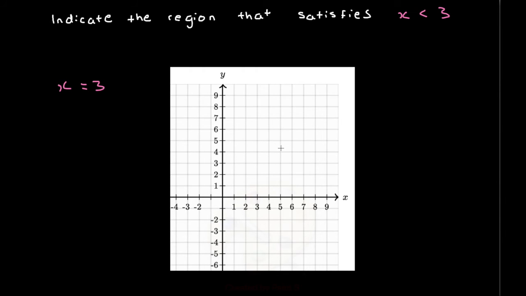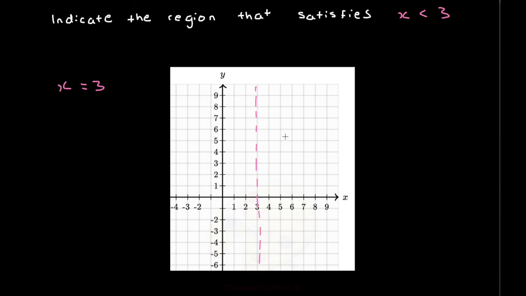Here's where the inequality part comes. So remember when we drew an inequality on a number line, where a hollow circle meant either less than or greater than, and a filled-in circle meant either greater than or equal to, or less than or equal to? Well, in the same way, when we're drawing an inequality on a graph, less than or greater than is shown by a dotted line, and less than or equal to or greater than or equal to is shown by a solid line. So in this case, because it's x is less than 3, and our line is this for x is equal to 3, the line needs to be dotted. So this is our inequality, x is less than 3.